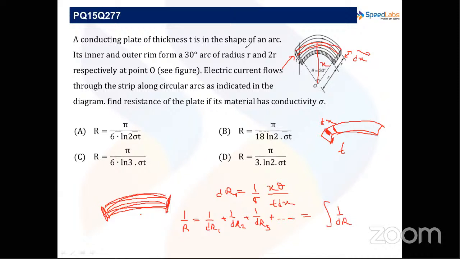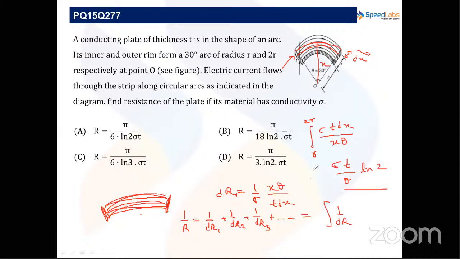So you'll get total resistance, which we have to find. And then we will integrate x. So integration 1 by dR, that is, reverse it, sigma t dx divided by x theta. Theta is a constant, the entire theta, pi by 6, and put limits on x from r to 2r. Now sigma t by theta all comes out. It is 1 by x, so it becomes ln x. ln x from r to 2r, so 2r by r, so ln 2. And this is the answer.